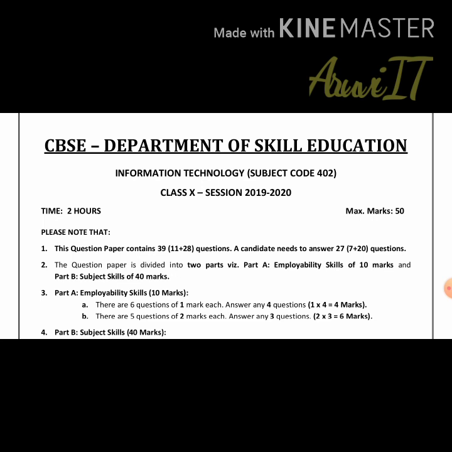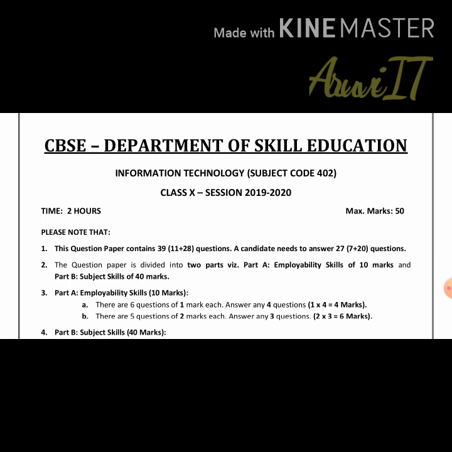First one, this question paper contains 39 questions. Actually, this paper will contain 39 questions. It will have two parts, that is part A and part B. In part A, we will score a maximum of 10 marks. In part B, we will score a maximum of 40 marks. So totally we will have 50 marks.